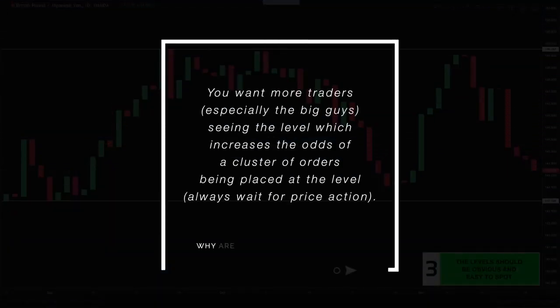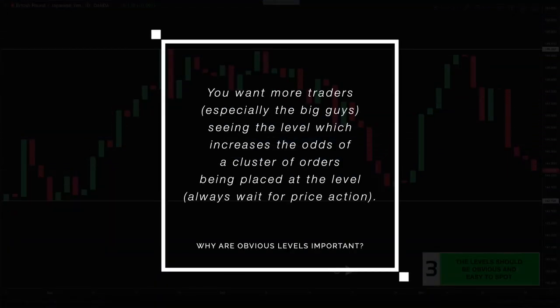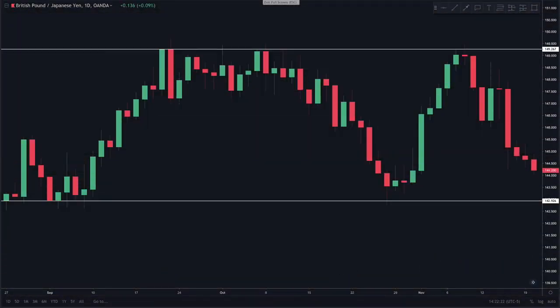So why is this important? The more obvious the level is, means that more traders will be eyeing the level, which increases the probability that traders will be taking action at these levels, as in closing or opening positions. Now to the next criteria.